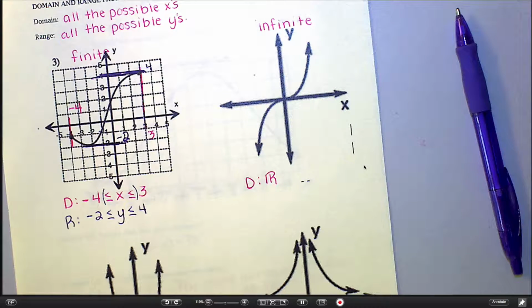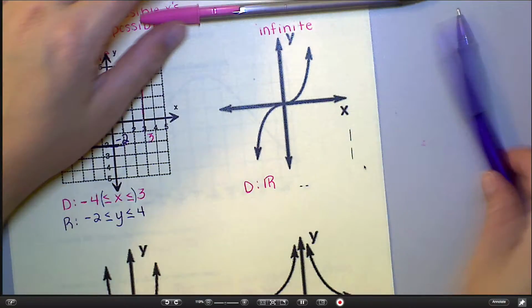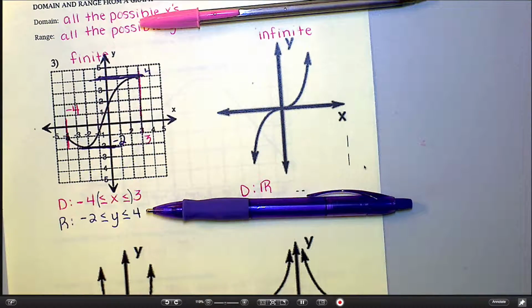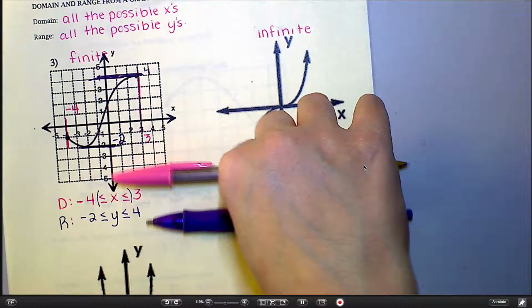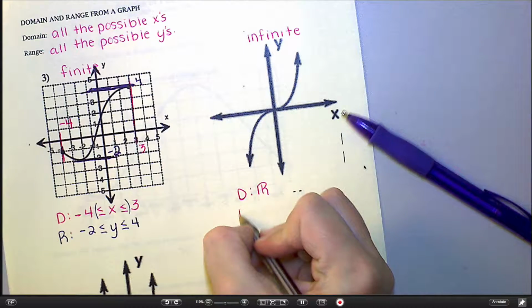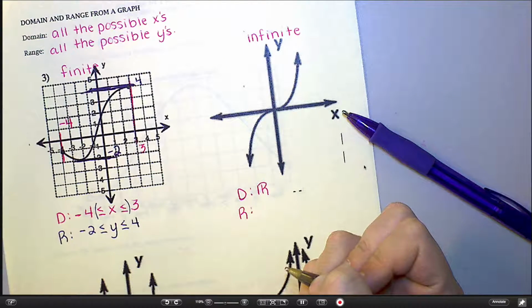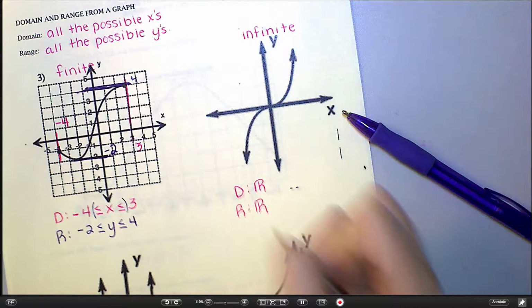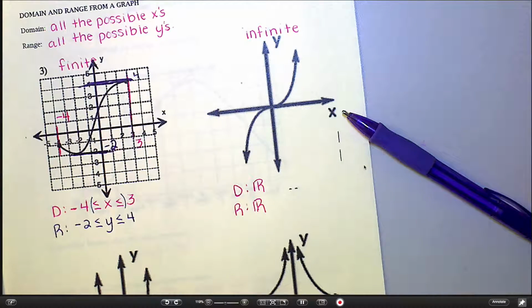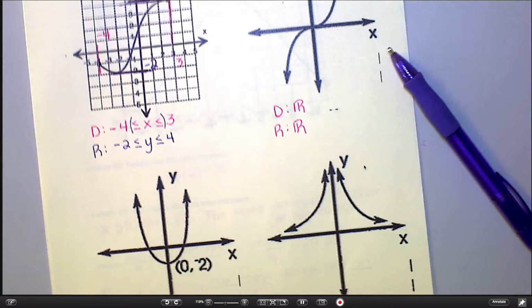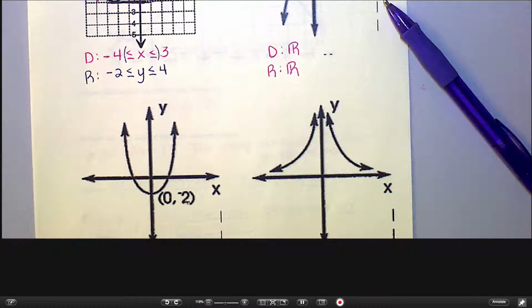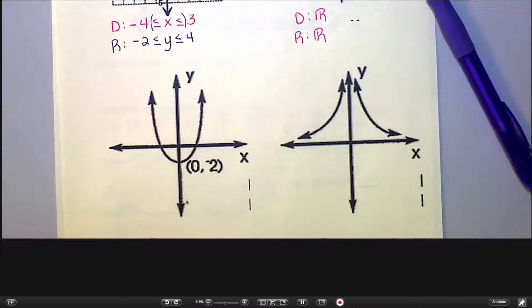For range, I'm going to do the same thing, but I want to think about up and down. Will my graph eventually hit everything up and down? Yep. Hits everything up, hits everything down. So what do I say for my range? All real numbers again. Good. Okay, how many of you feel like you knew that one before I even did the pen thing? Good. They do get a little harder, but if you can visualize this, you're going to be way better off. That's awesome. All right, let's look at this bottom one in the corner.